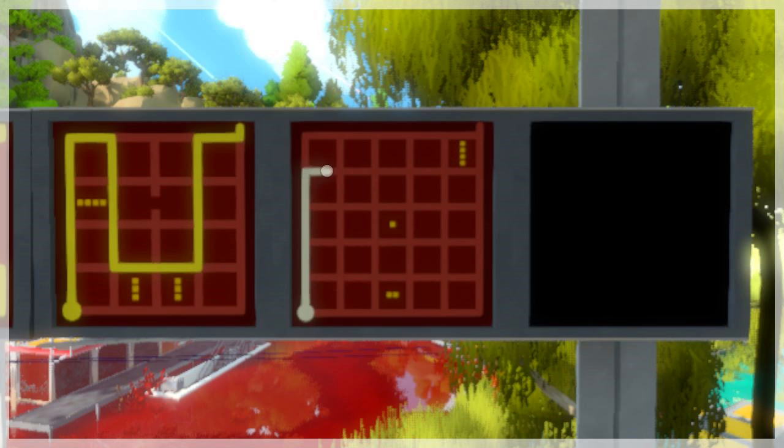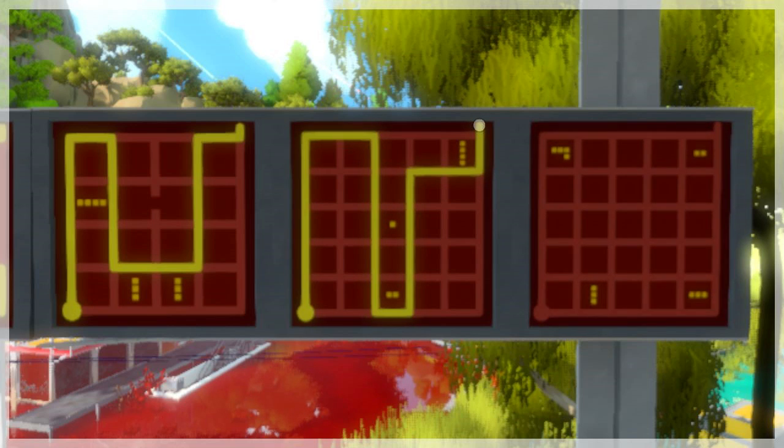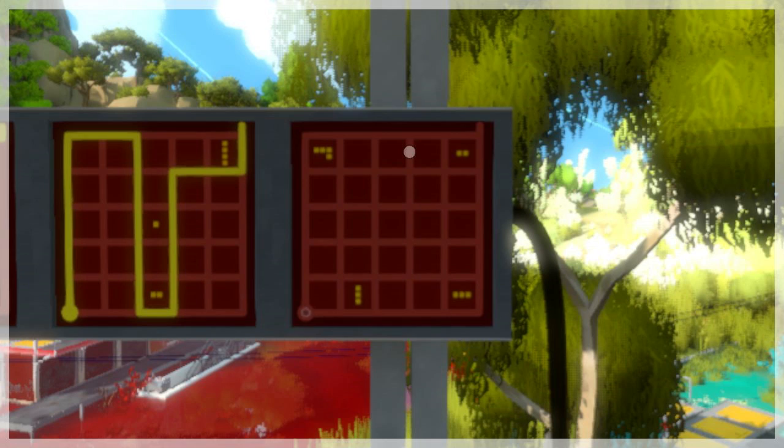So, think of it like this. Your 1, 2, 3, 4 goes down here. 1, 2, 3, 4. And then you have your 1, 2, and then 1. Done. I don't even need the walkthrough for that one.